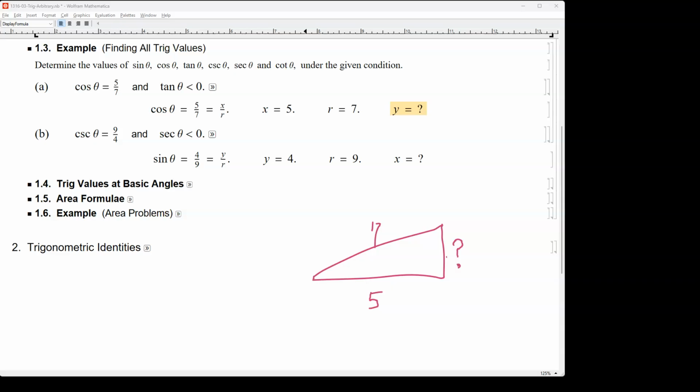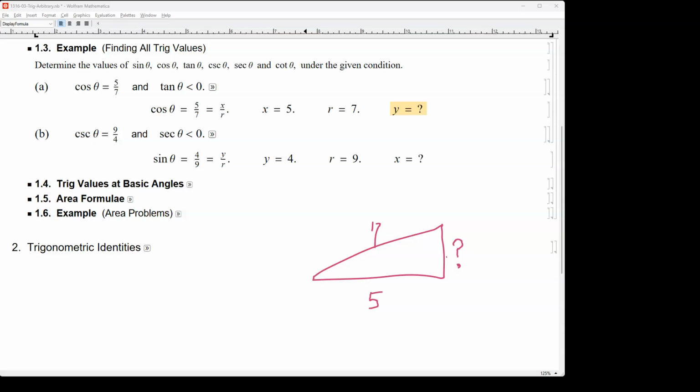Same thing here as well. If you prefer to do it this way, I'm not going to stop you, but that's not my personal favorite. My favorite is to figure out a quadrant so that I place this triangle in the right quadrant, so that I can figure out the sign at the same time.